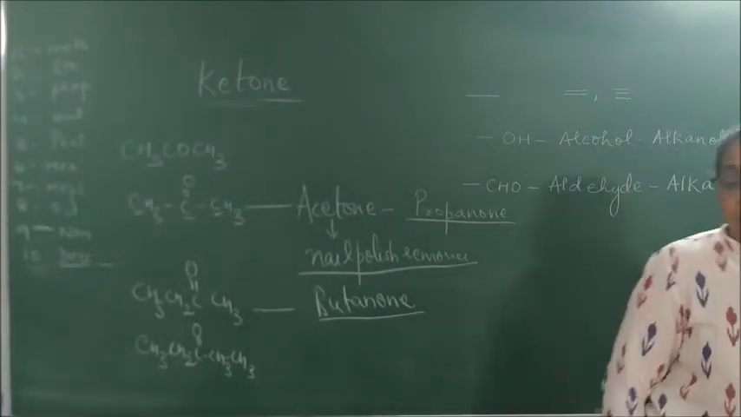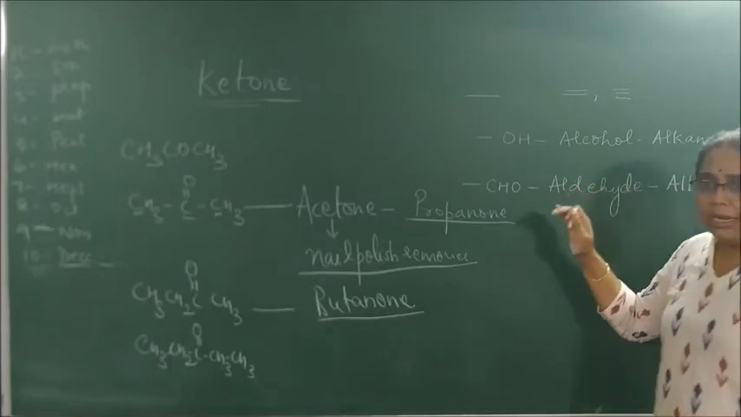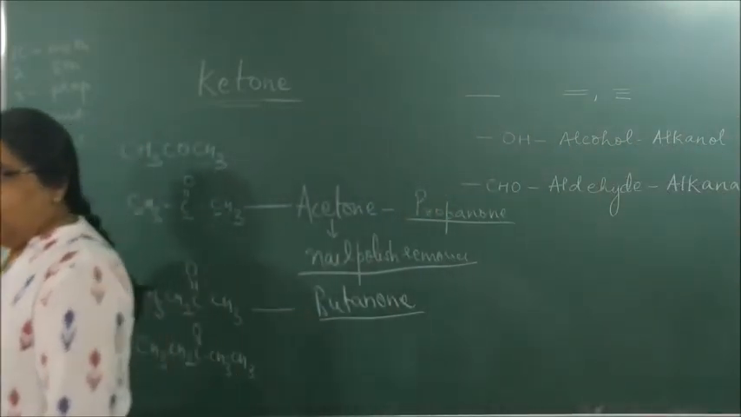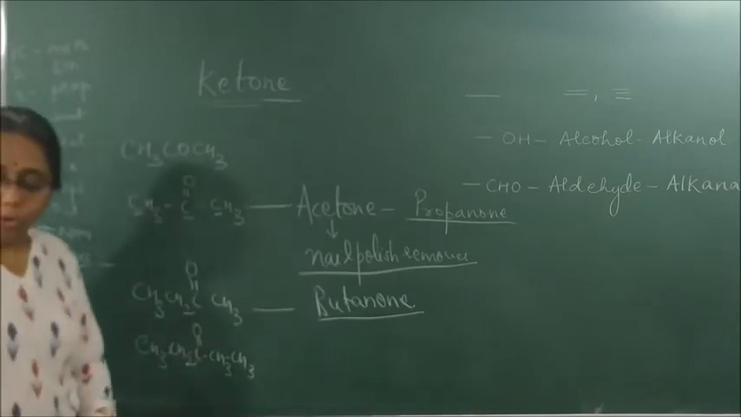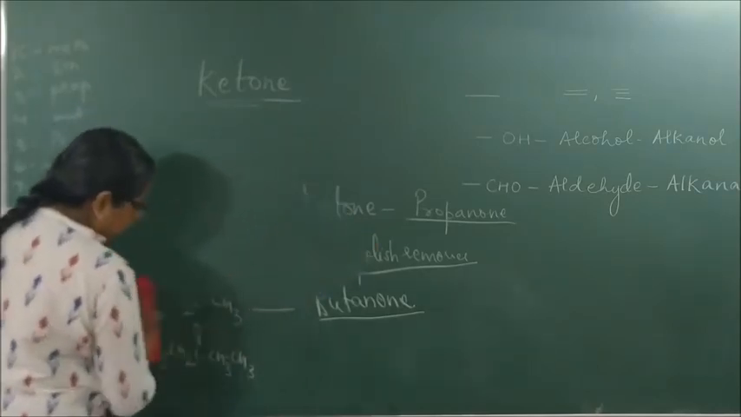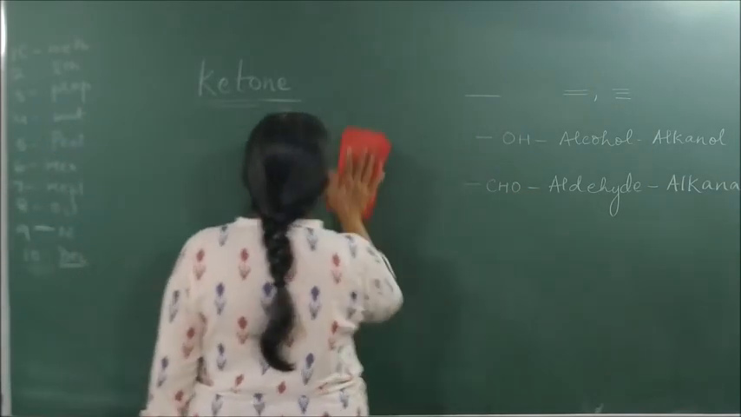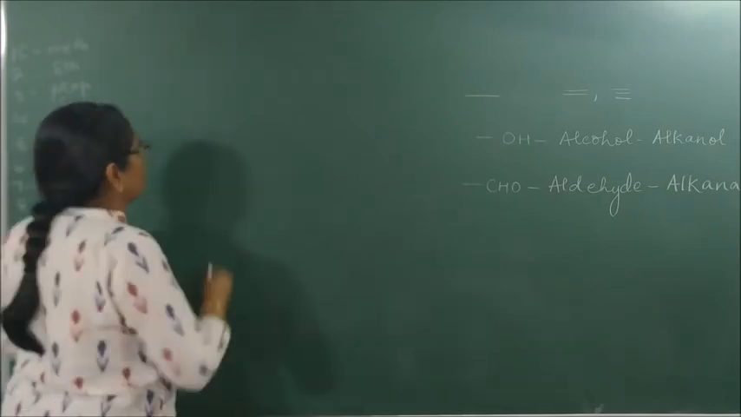So clear? Alcohols are named as alkanol, aldehydes are named as alkanal, ketones are named as alkanone. All 3 clear? Alcohols, alkanol; aldehydes, alkanal; ketones, alkanone. Now we will talk about the next class of organic compound, which is called carboxylic acid. Which is called what? Carboxylic acid.